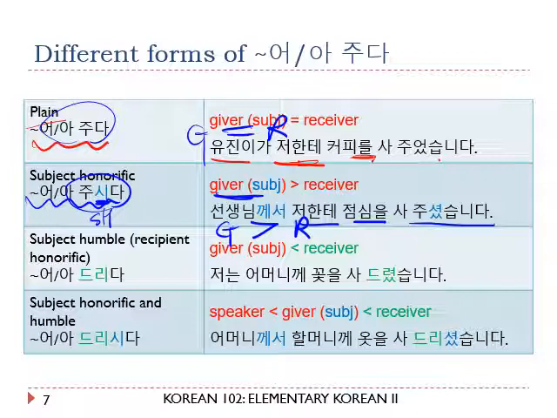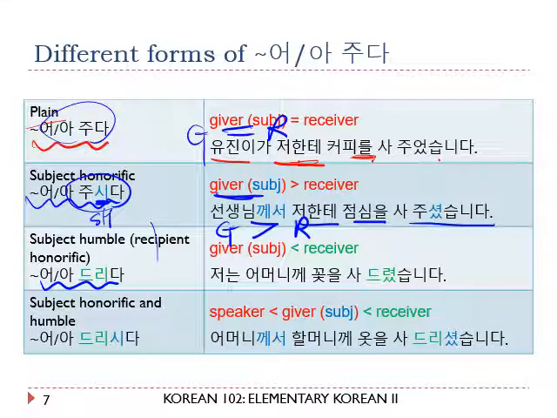The third case, 드리다 form, is used when the giver, the subject, is lower in social hierarchy than the recipient of the action. Okay, this is the opposite case of the second one, right? Look at the example. 저는 어머니께 꽃을 사드렸습니다.